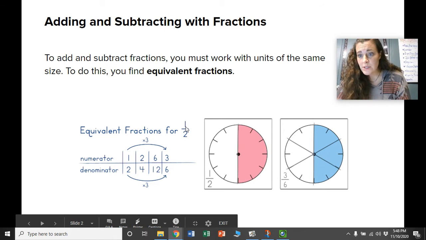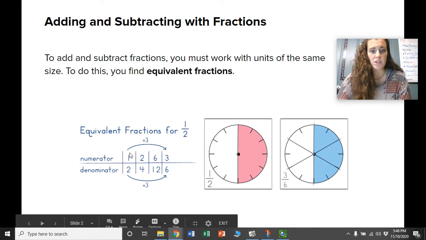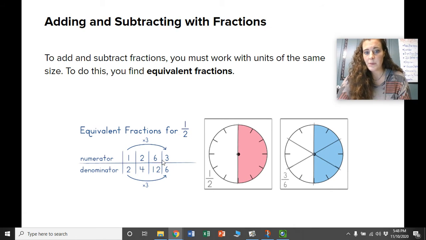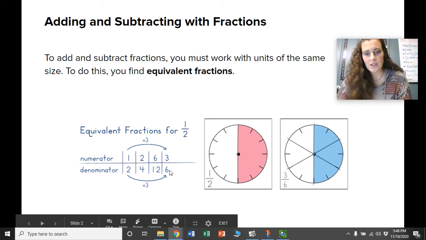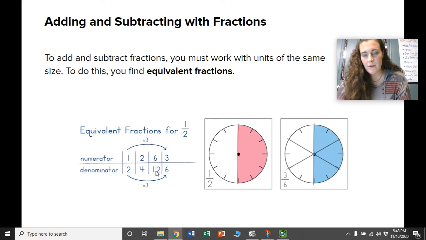We can use ratio tables to find equivalent fractions. All you have to do is skip count by each number. 1, 2, and then they started multiplying by more. 6, 3, 1, 2, 3, 6, 2, 4, 6, 12. So here they use that doubling strategy, but all you have to do to make equivalent fractions is follow a proper ratio table, which we've been working on all week.